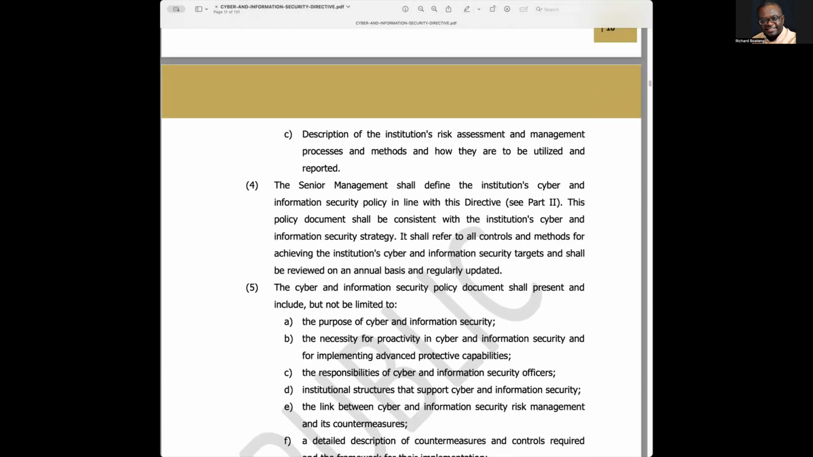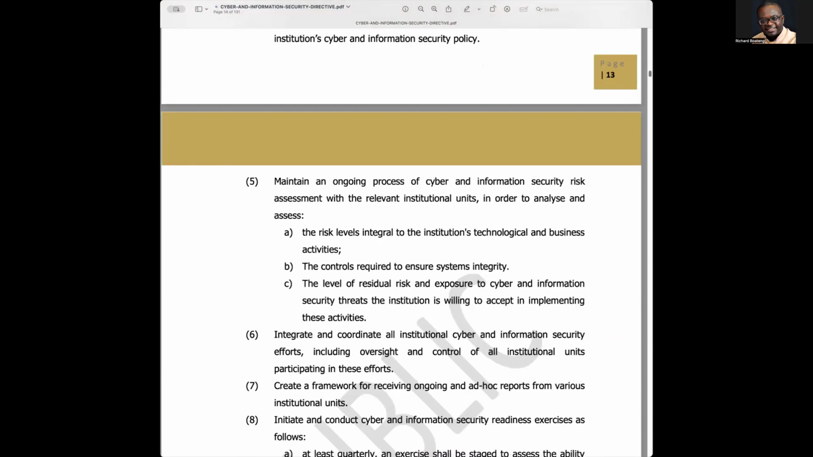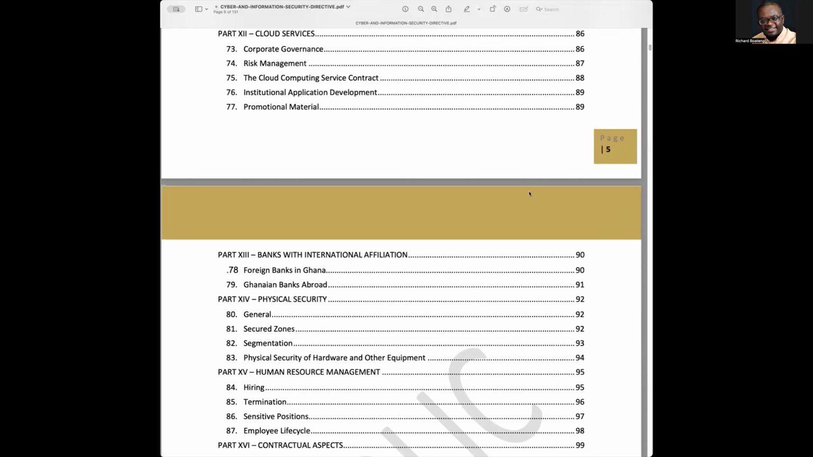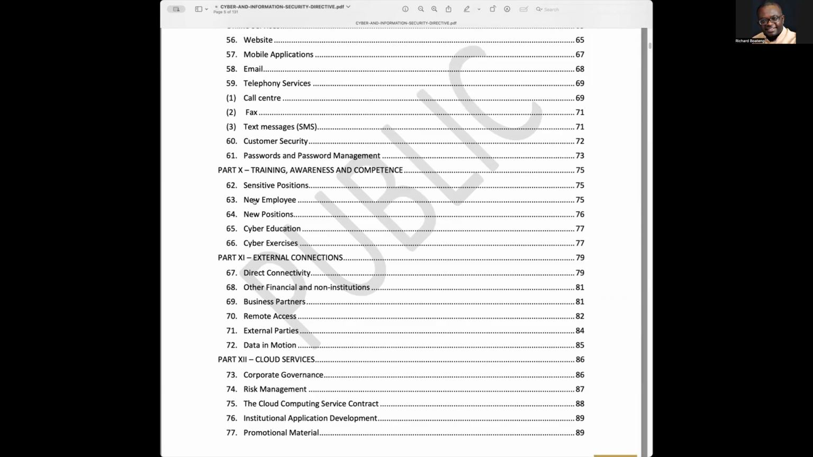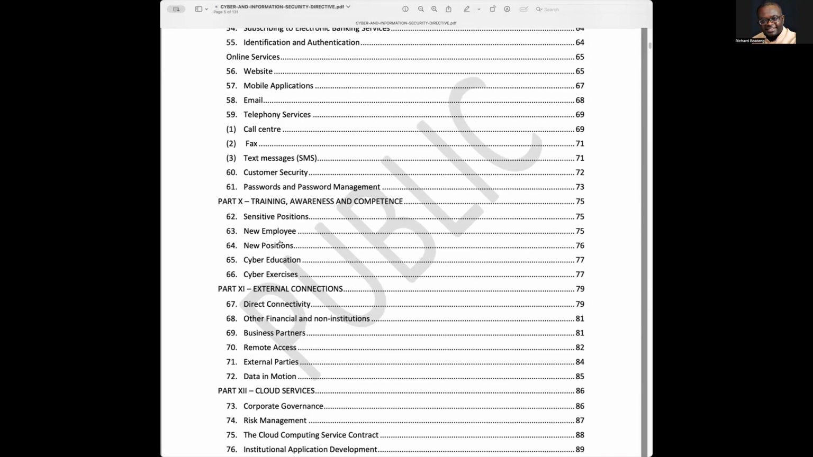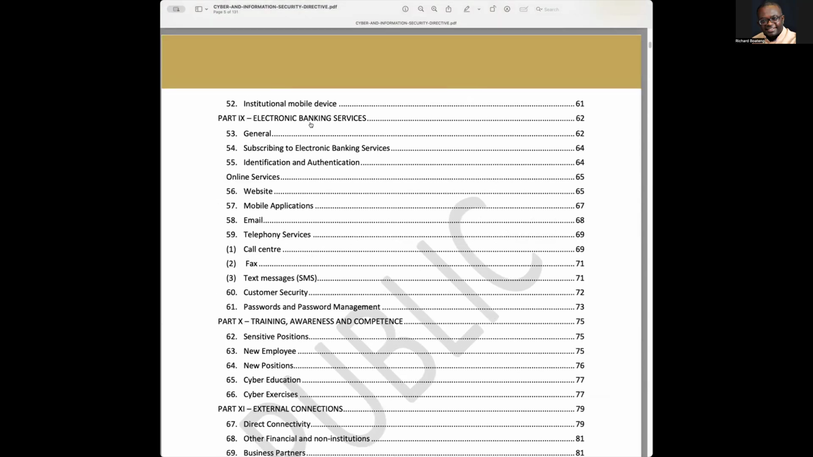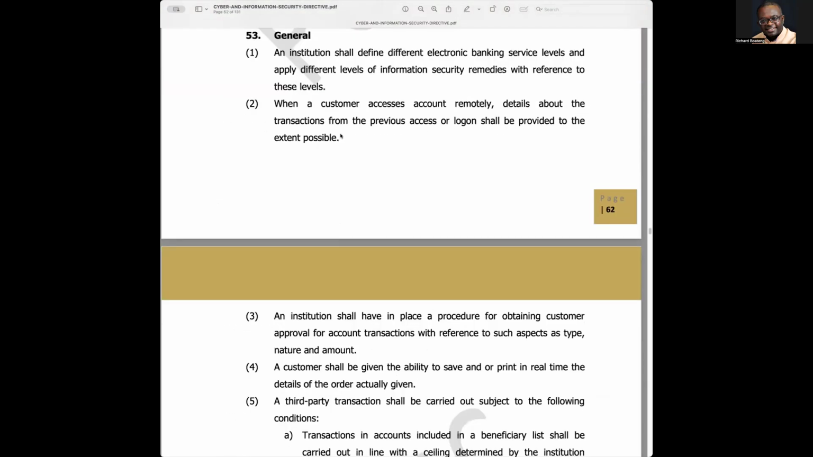But I want to jump and go into some of the provisions themselves. So let's go on. Okay, cloud services, corporate governance, risk management, cloud computing service contract, what you should have in it, application development. So let's look at training, awareness, competence, central position, new employees, new positions, cyber education, cyber exercises. Quite interesting there. Good. Electronic banking services. That's what we are on generally.